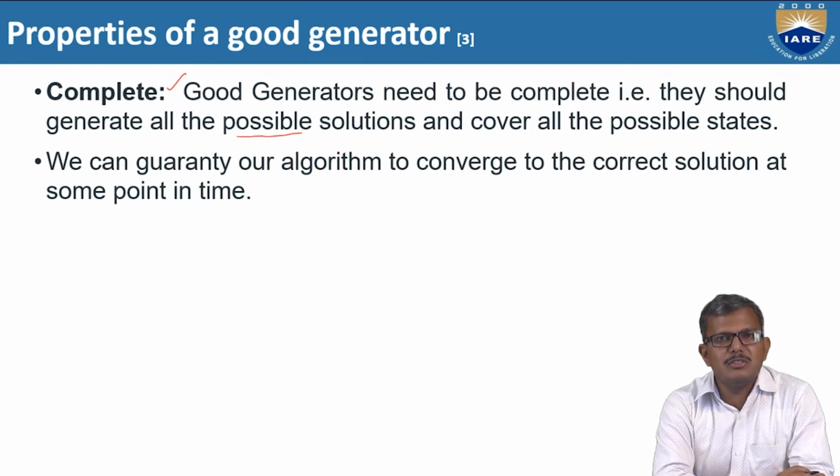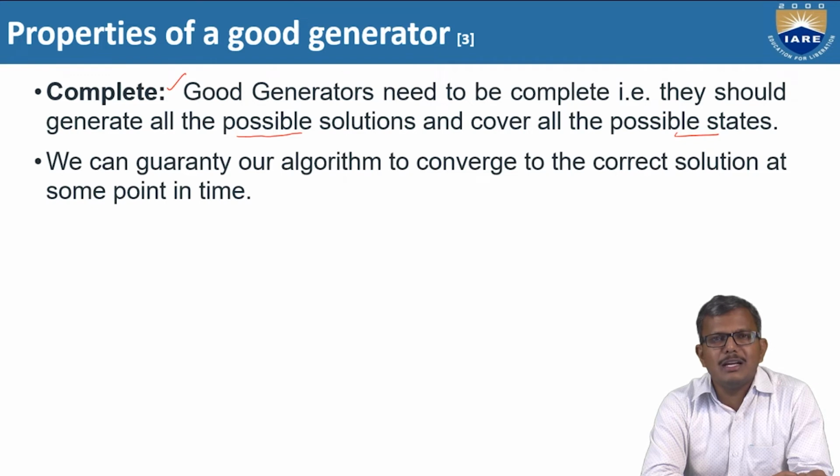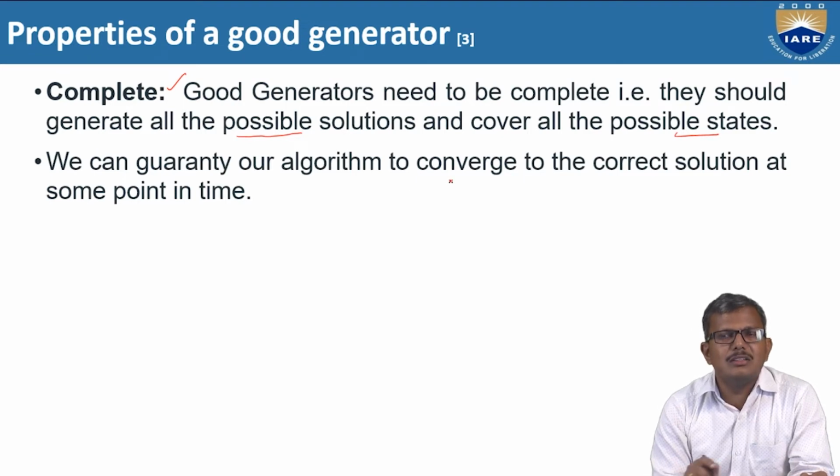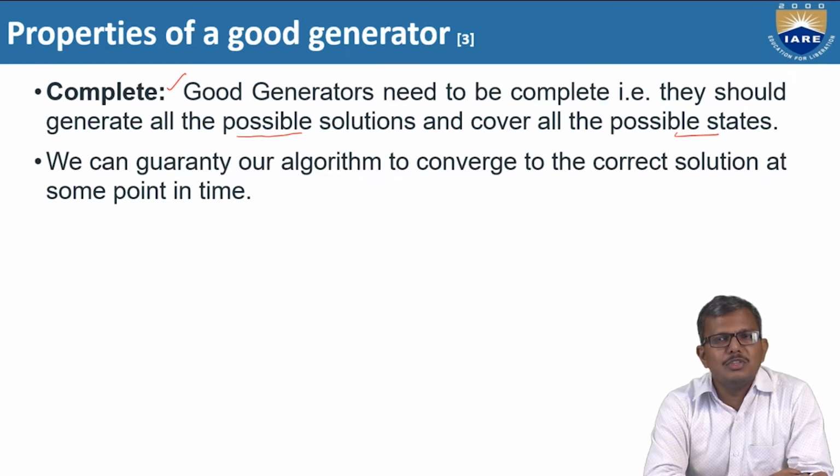It is going to generate all possible solutions, and remember, it is also going to take into consideration all the paths, or all the possible states in the state space. If it is able to generate all possible solutions, then we can say that it is a very good generator, a complete generator. In this case, we can guarantee that our algorithm is going to converge to the correct solution at some point of time. That is called the complete generator.